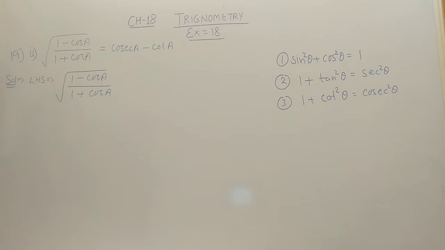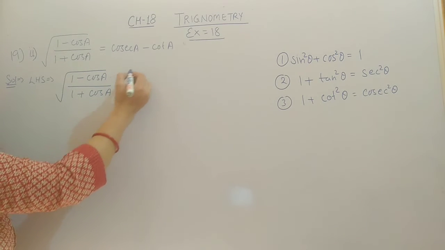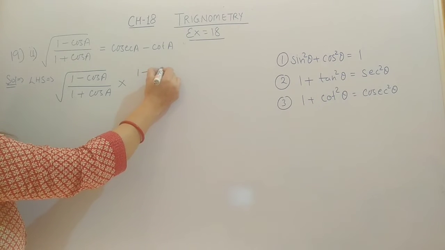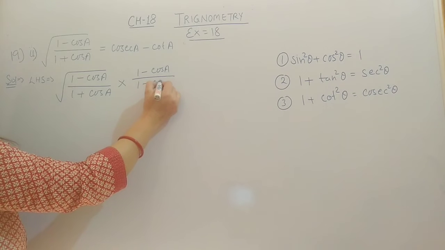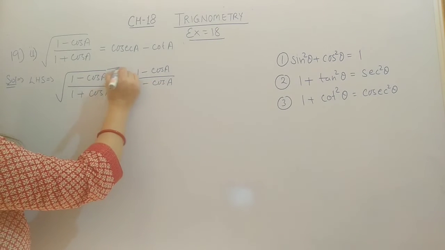Next 19th second part, root of (1 minus cos A) divided by (1 plus cos A) is equal to cosec A minus cot A. This is also similar to the last question, and in this question also we don't want the right side denominator. It means this denominator we have to eliminate. To eliminate this denominator we will multiply with 1 minus cos A. We will just change the symbol of the denominator and multiply up and down.